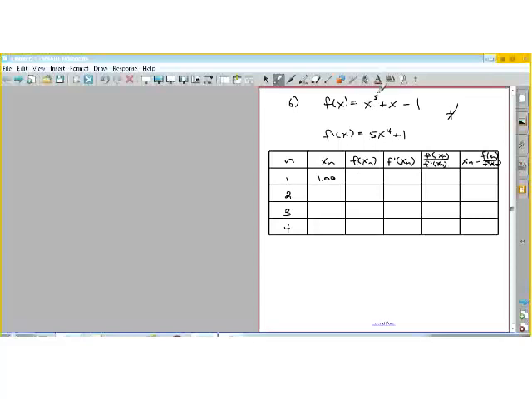Okay, so now we stick it in here. If we plug 1 into this function, we get 1 plus 1 minus 1, which is 1. If we plug 1 into the derivative, we get 1 to the 4th times 5, which is 5, plus 1 is 6. Take the ratio of those two, you get 1/6. And then we take this minus that. So let me find my calculator.